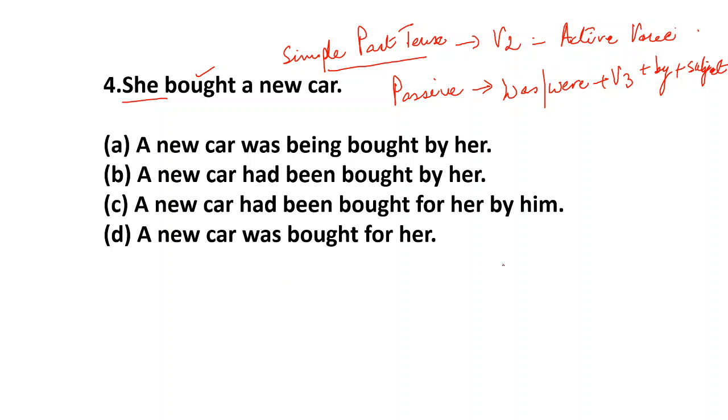A new car had been bought for her by him? No, this is totally wrong. Now the correct option will be here. Correct option will be D. A new car was bought. I told you, it is was plus V3 for her. A new car was bought for her. So here by is not necessary because after bought it should be for her. A new car was bought for her.